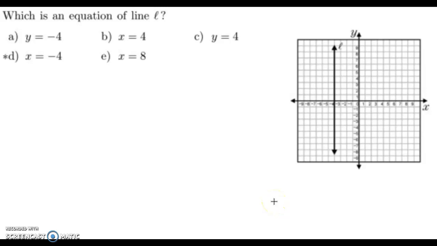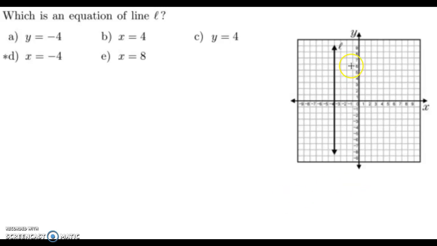Everybody, this is CR number 24, helper video number 3. It says, which is an equation of line L? Okay, so some of you might get a little bit confused because this line is a vertical line. So because it's a vertical line, we know that the slope is undefined, okay?